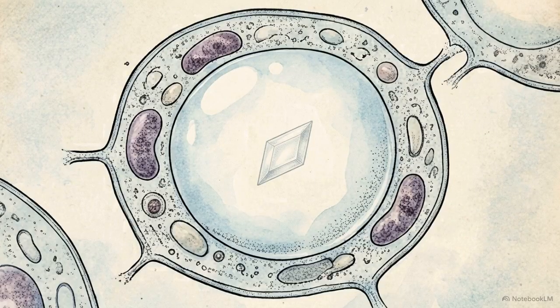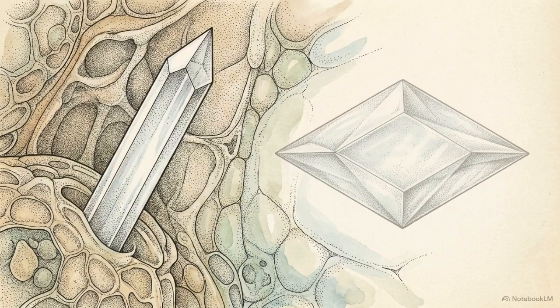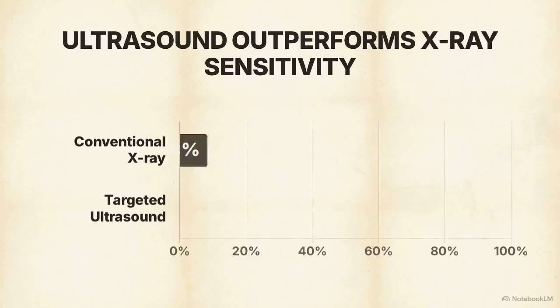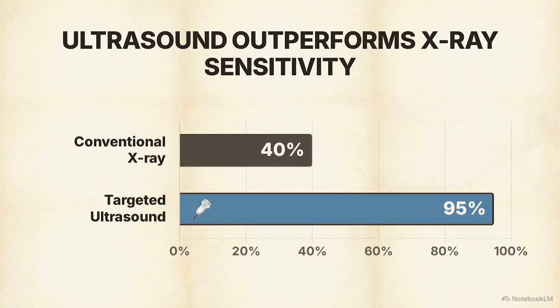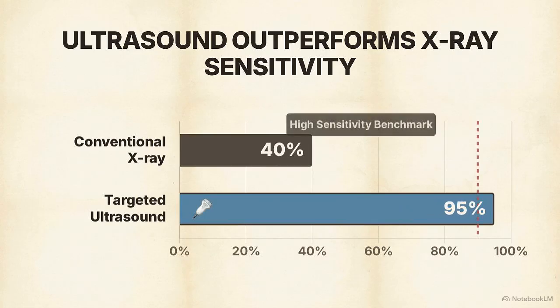Crystals are sparsely distributed or hidden within cellular vacuoles, requiring significant time and expertise to find. Even when visible, they appear as faint rhomboid shapes with a very weak positive birefringence. Standard X-rays are also limited, identifying only about 40% of clinically important CPPD cases. Targeted ultrasound has emerged as the superior screening tool, offering a much higher sensitivity.